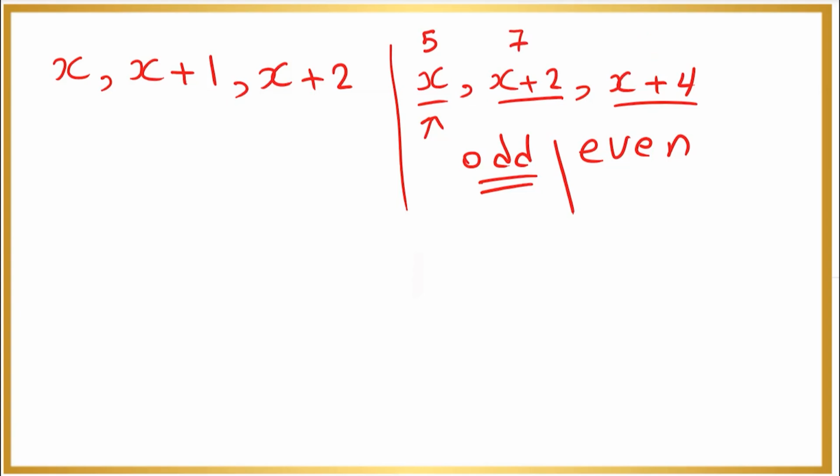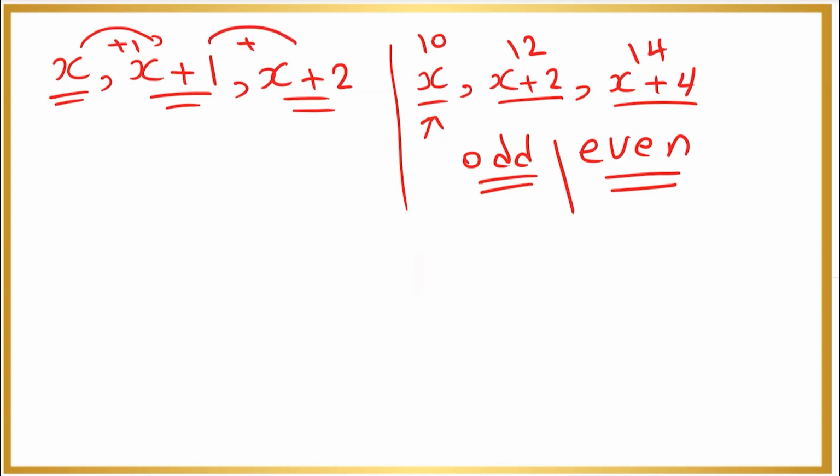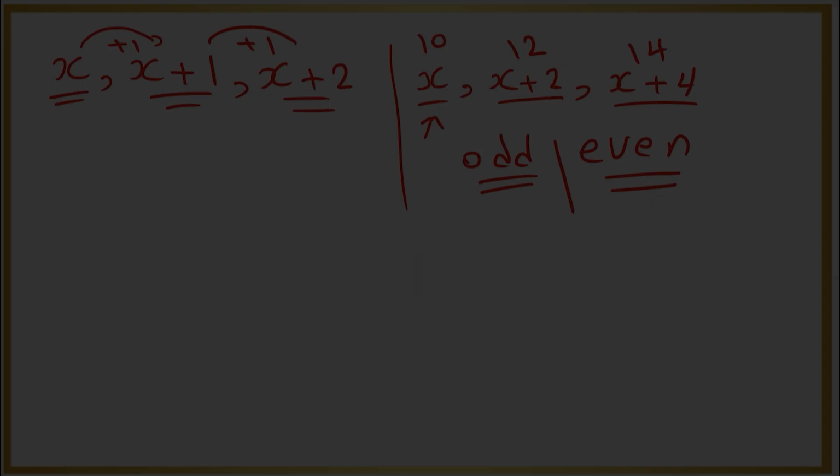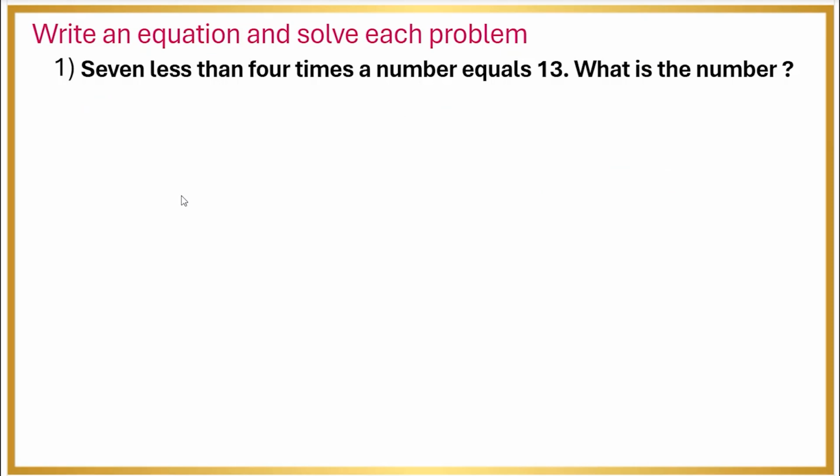But if it says three consecutive even numbers, for example, if the first number is even, like 10, the second one will be 12, the third one will be 14. Check your answer: 10 plus 2 is 12, 12 plus 2 is 14. Here it says integers. Integers means between each number there is just 1. Then each time we do plus 1, plus 1. Let's solve some questions. Write an equation and solve each problem.